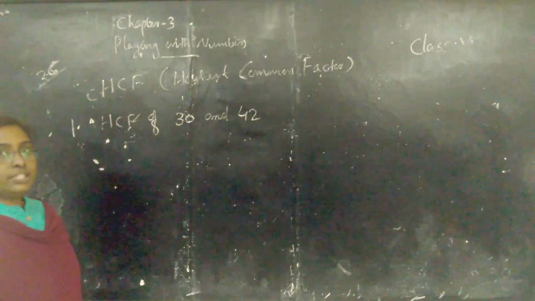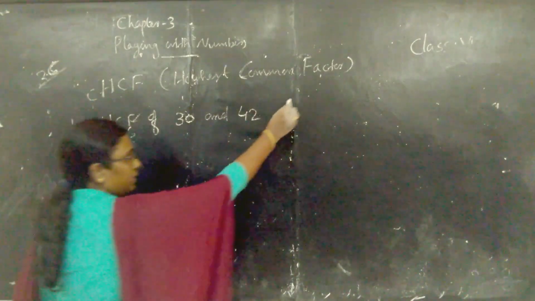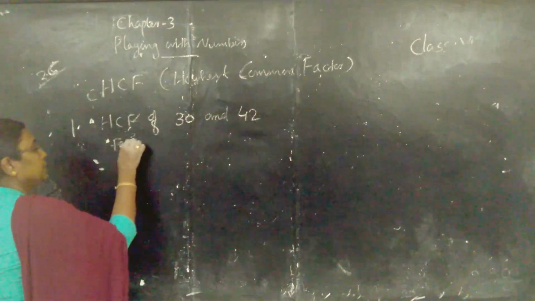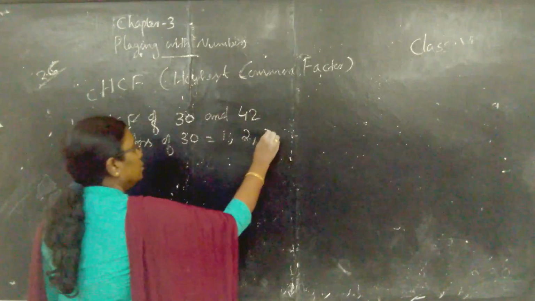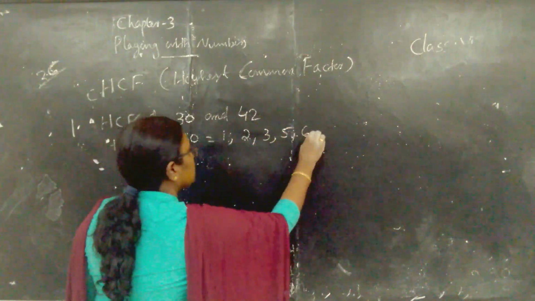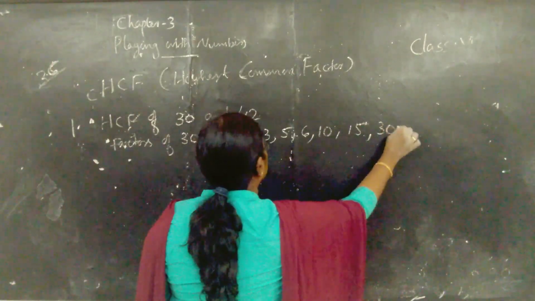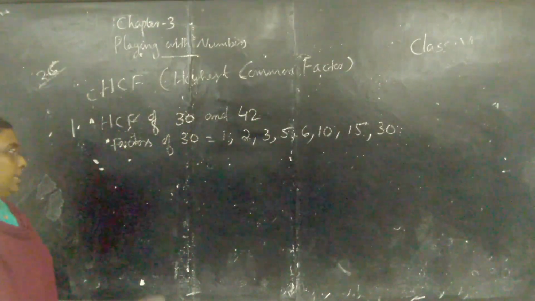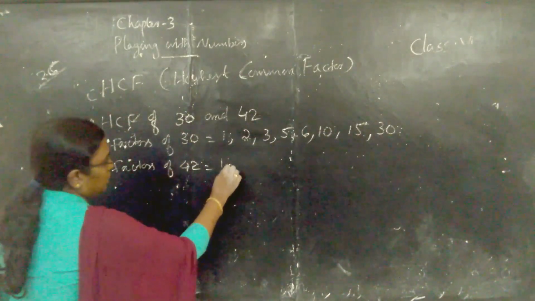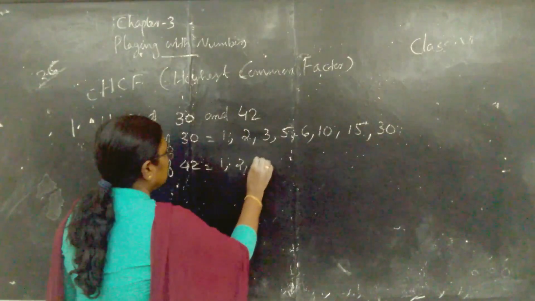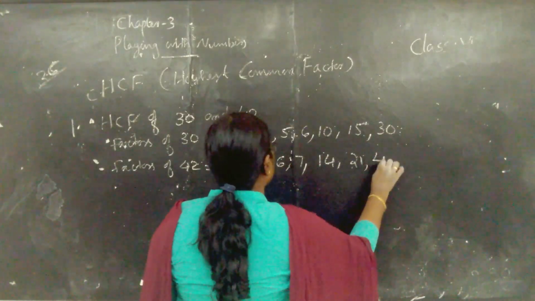Next question: find the HCF of 30 and 42. For that, first find the factors. Factors of 30 are 1, 2, 3, 5, 6, 10, 15 and 30. Next, find the factors of 42: 1, 2, 3, 6, 7, 14, 21 and 42.